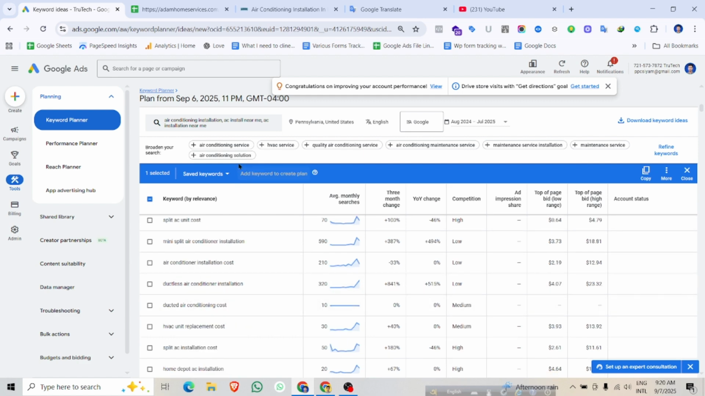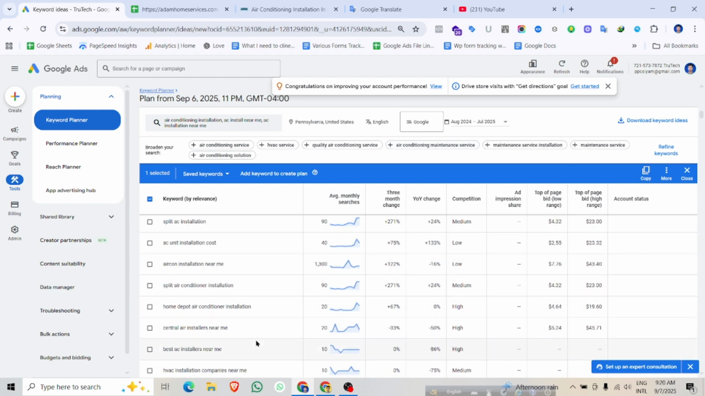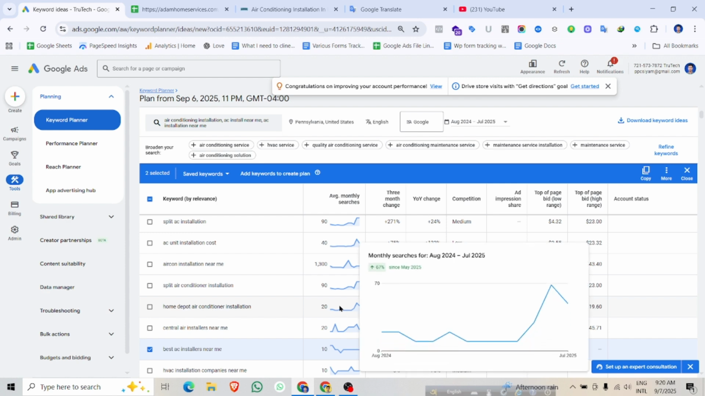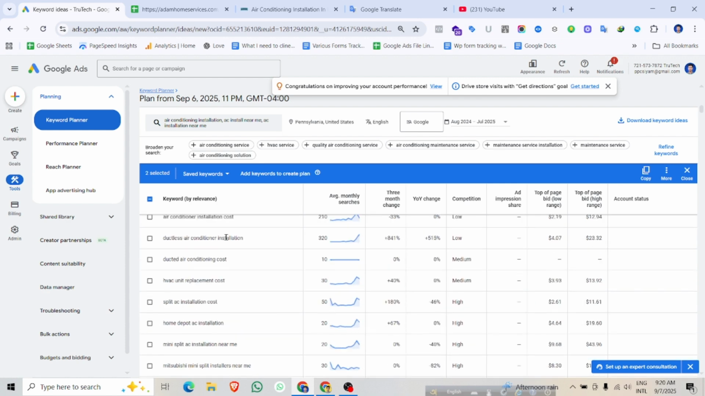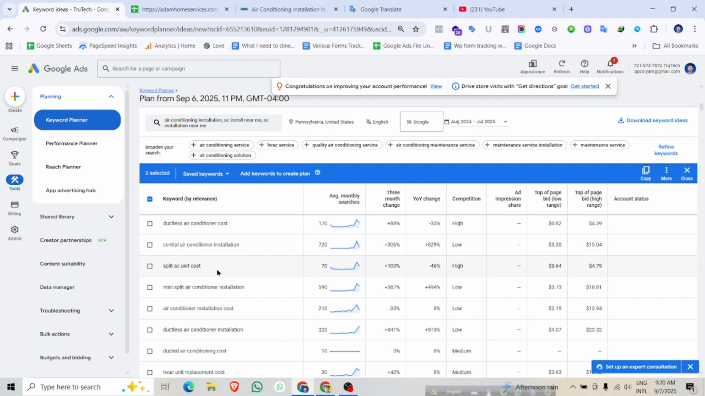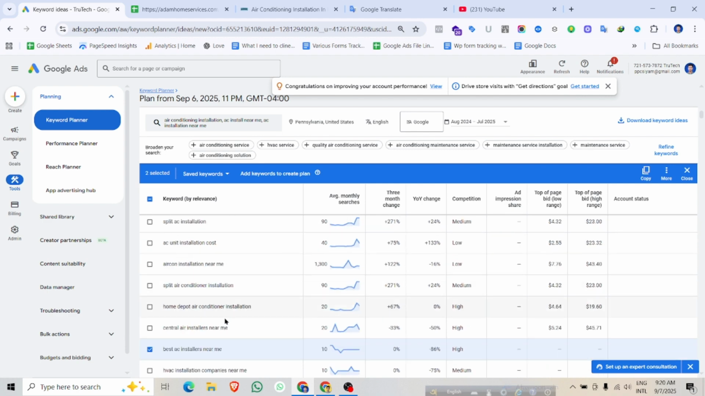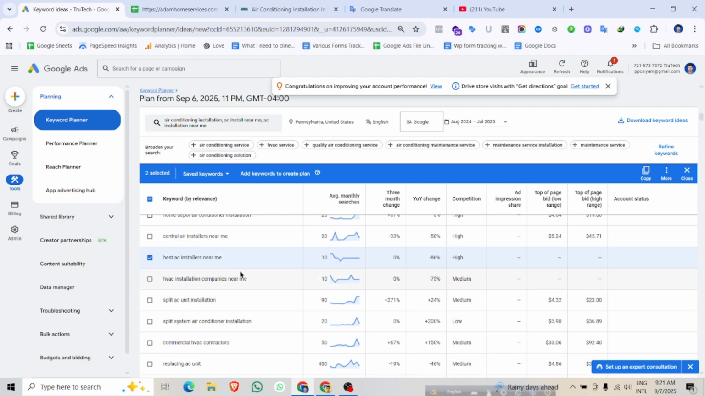Okay, AC air conditioning service, you can see this type of maintenance, installation, best AC installers near me. You see, high intent keyword search volume is low, but short intent keyword search volume is better. But when this type of person searches best AC installation near me, this customer's or this traffic's intent is so high, they need to buy your service.